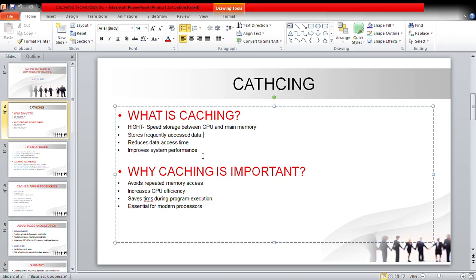And replacement policy: since caches have limited capacity, when a cache miss occurs and new data needs to be brought in, an existing piece of data in the cache must be evicted to make room. This is the replacement policy. Examples: least recently used (LRU), least frequently used (LFU), and FIFO, and so on and so forth.